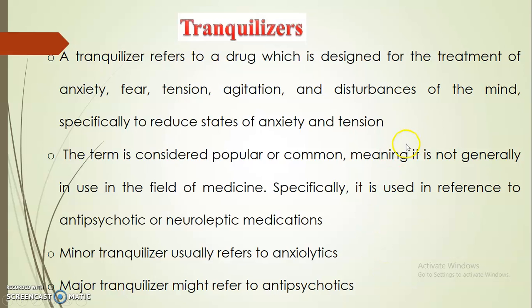And what is meant by tranquilizer? Tranquilizer refers to a drug designed for the treatment of anxiety and fear, tension, agitation, and disturbance of mind, especially to reduce states of anxiety and tension. The term is considered popular or common, meaning it is not generally in use in the field of medicine. Specifically, it is used in reference to antipsychotic or neuroleptic medication. And there are two kinds. Minor tranquilizer usually refers to anxiolytics, and major tranquilizer might refer to antipsychotics.